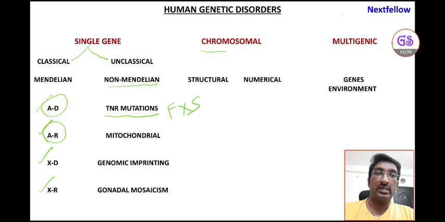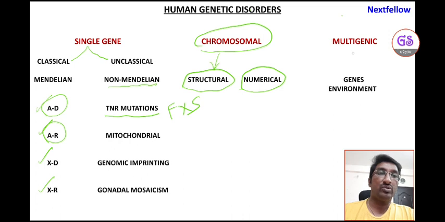The second broad entity is chromosomal disorder, where if there is problem with the structure of the chromosome, like a part of chromosome is involved due to deletion or translocation, then they come under structural chromosomal disorder, whereas the entire chromosome is either added or deleted, then it is called as numerical chromosomal disorder.